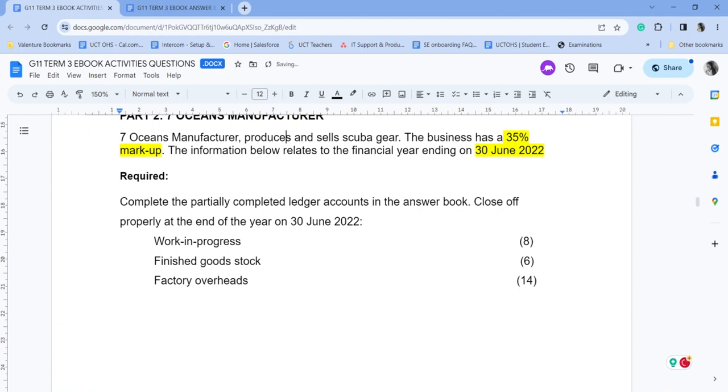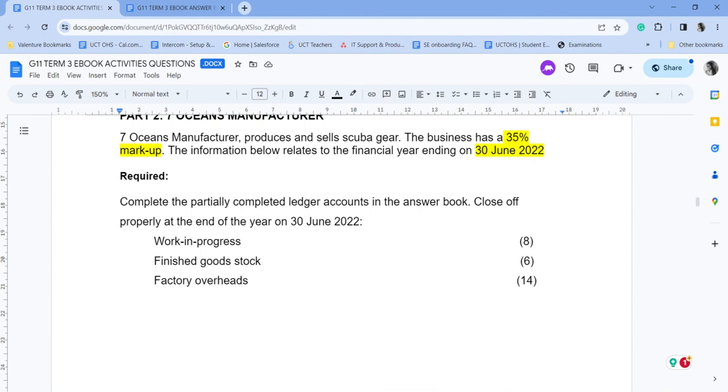The business has a 35% markup. The information below relates to the financial year ending on the 30th of June 2022. Complete the partially completed ledger accounts in the answer book. Close off properly at the end of the year on 30 June 2022. Here we just have to do the work in progress, the finished goods account, and then the factory overheads.